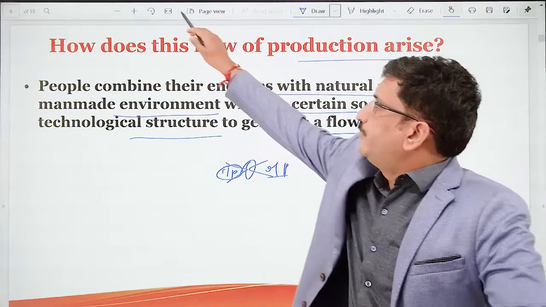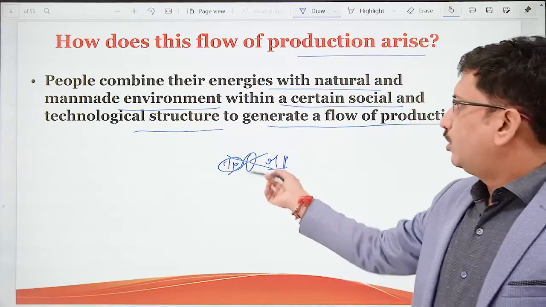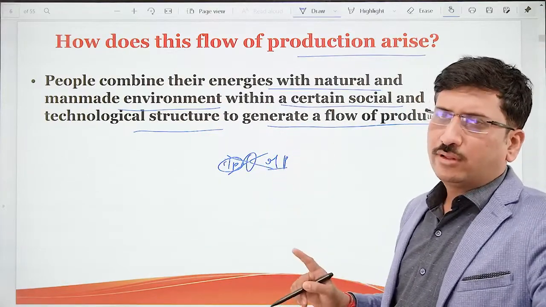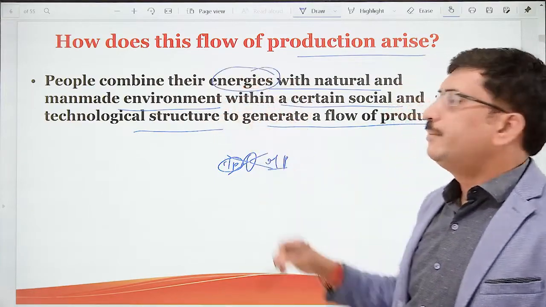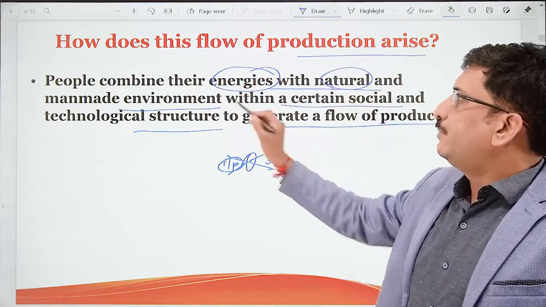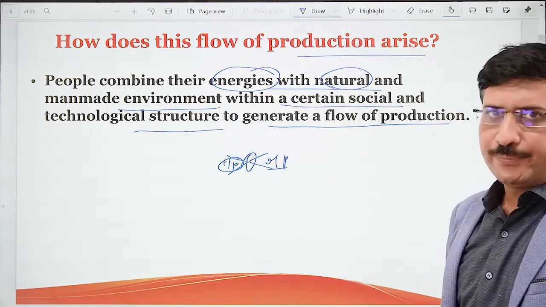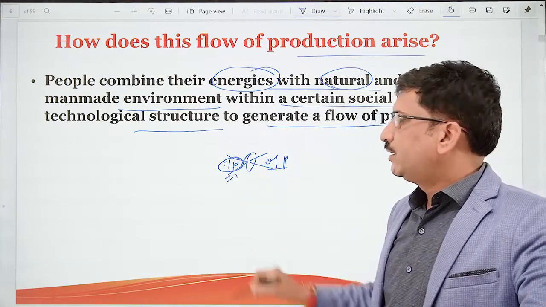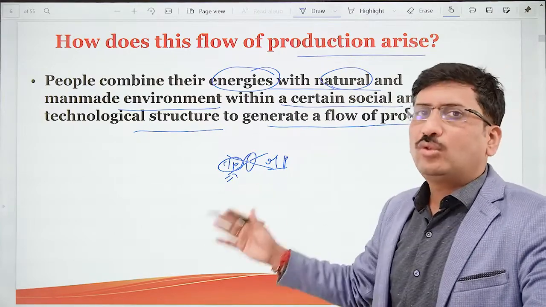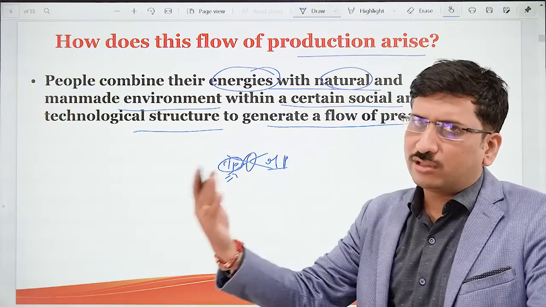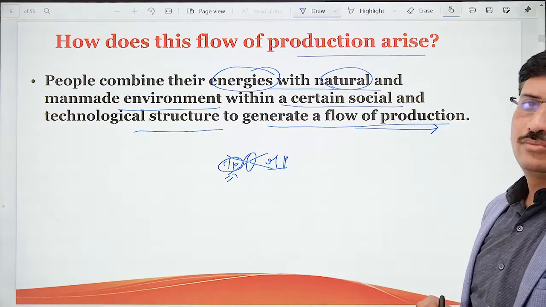It is not about just a natural resource or just about people. It's about everything, the combination of their energies. That is nothing but labor with the natural and man-made environment, that is resources, within a certain social and technological structure. See, we are going to use the machines, technology, so that the production can be increased. In that social setup, that is also important. The social structure should support that production to generate a flow of production, right?